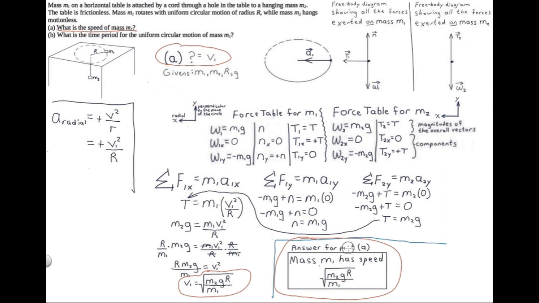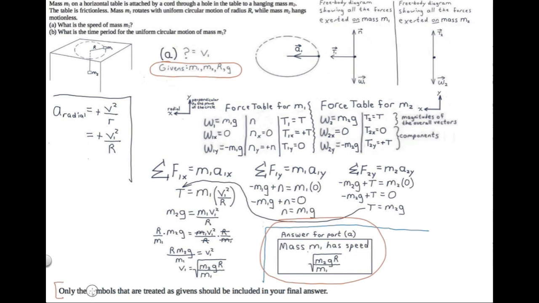Now we can answer the question. V sub 1 equals the square root of m2 times g times capital R over m1. Remember, our answer is required to include only the symbols that are on our list of givens. Well, the symbols m1, m2, g, and capital R are all on our list of givens, so this answer does satisfy that requirement.